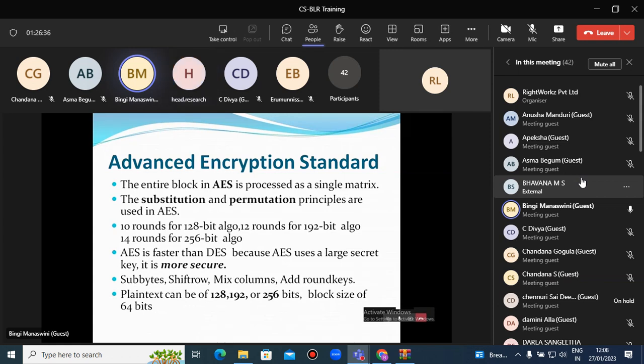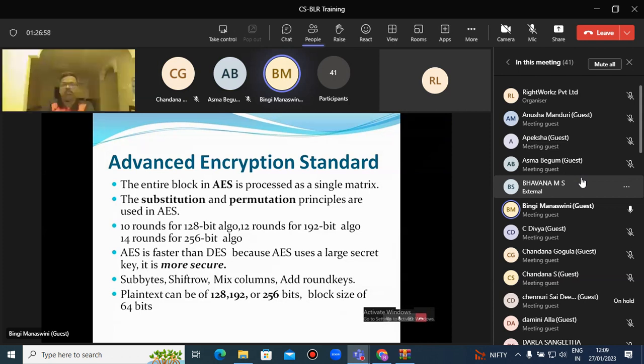AES is faster than DES because AES has a larger secret key. It is also more secure than DES. There are different functions like SubBytes, ShiftRows, MixColumns, and AddRoundKey. These are the functions involved in each round of AES. It takes plain text of 128, 192, or 256 bits and a block size of 64 bits.